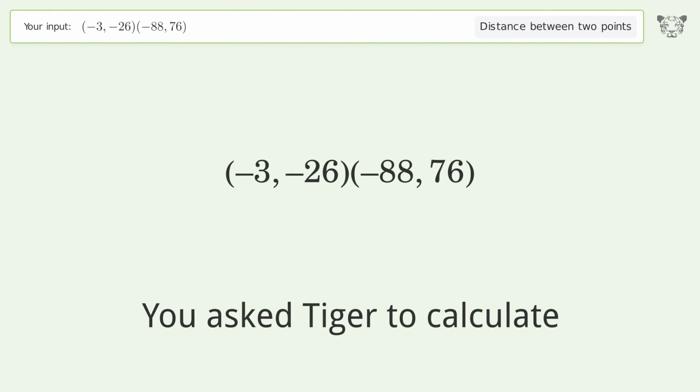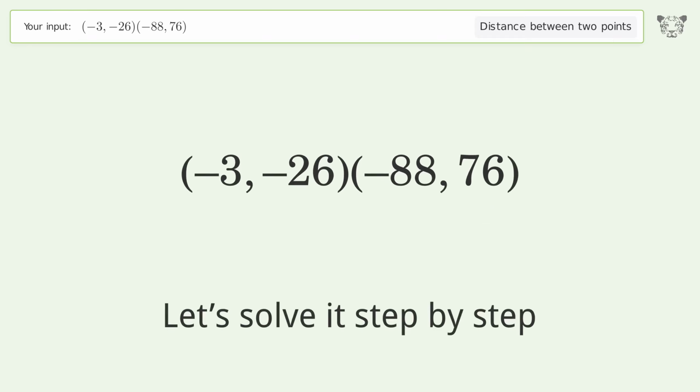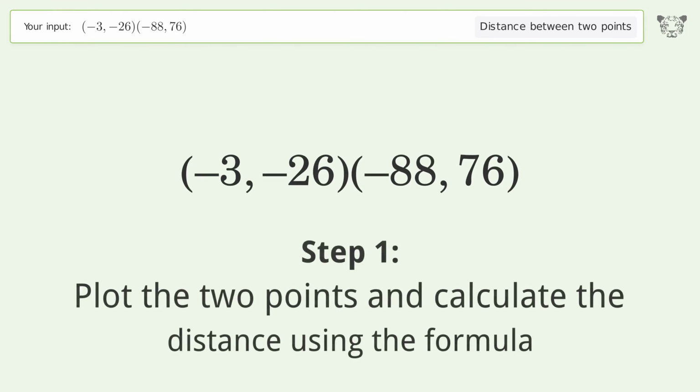You ask Tiger to calculate. This deals with the distance between 2 points. The distance between the 2 points is the square root of 17,629, or 132.774. Let's solve it step by step. Plot the 2 points and calculate the distance using the formula.